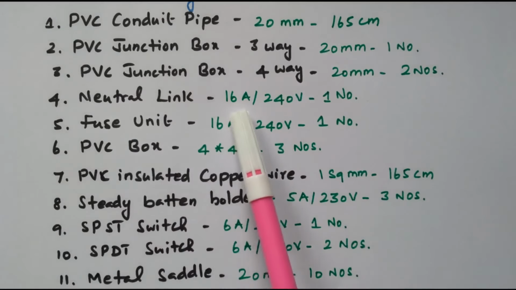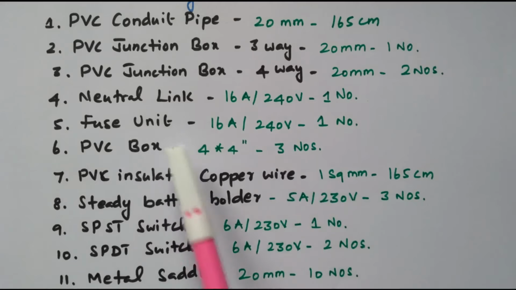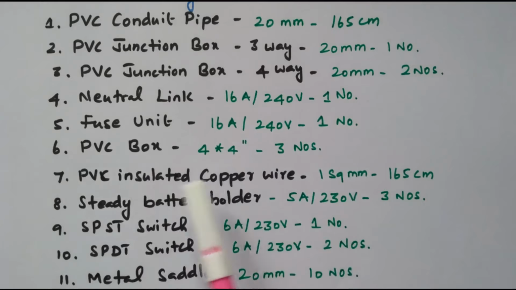Neutral link, we need 16 ampere 240 volt, 1 number. Fuse unit 16 ampere 240 volt, 1 number. PVC box 4 into 4 inch, 3 numbers are required. PVC insulated copper wire 1 square millimeter. 1 square millimeter is enough because we are using only one lamp at a time. That is required 165 centimeter, decided based on the dimension available in the diagram.